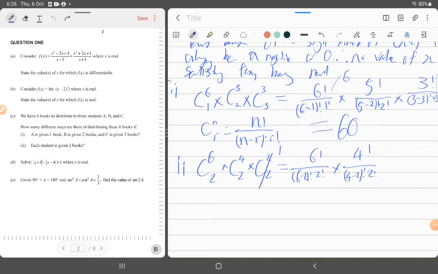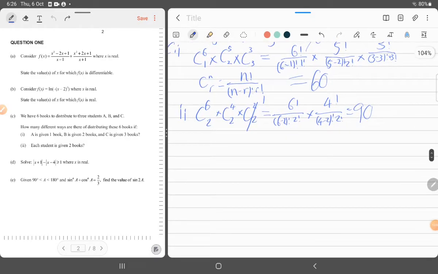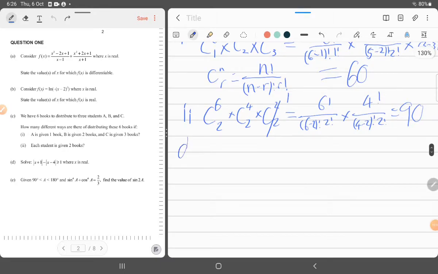Okay, yeah, which is equal to 90. That is question 2, part 2. Question 1d.